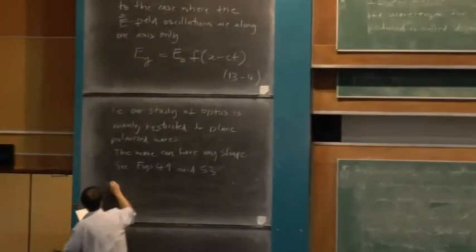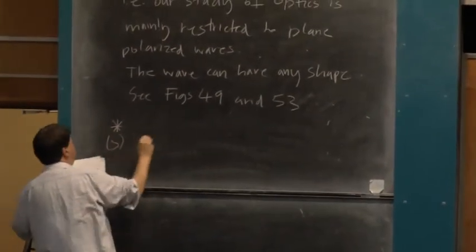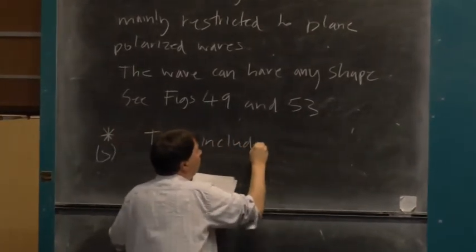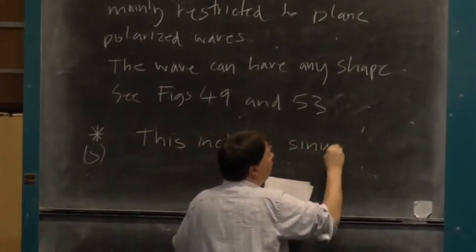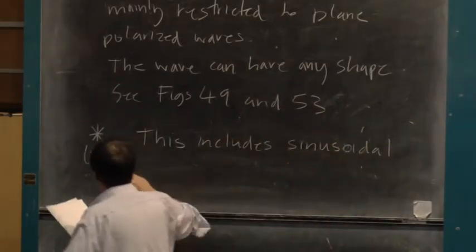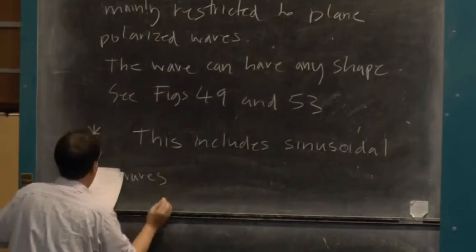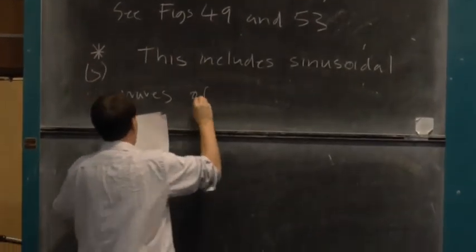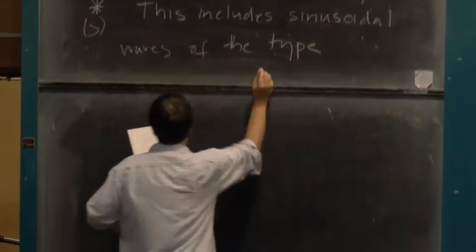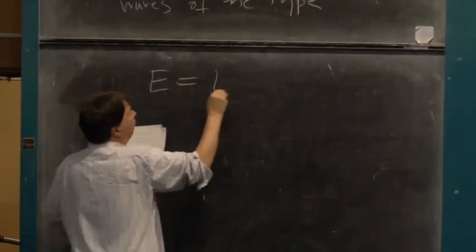Again, mainly. So 5, this includes sinusoidal waves. Of course, they are an example of waves of the type E is equal to E naught.